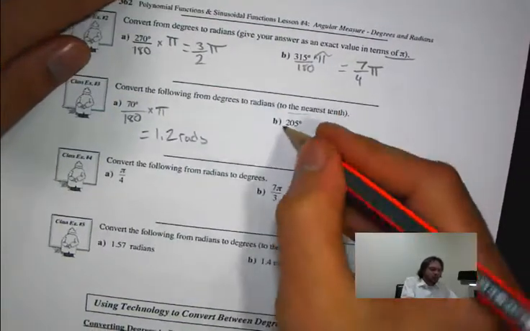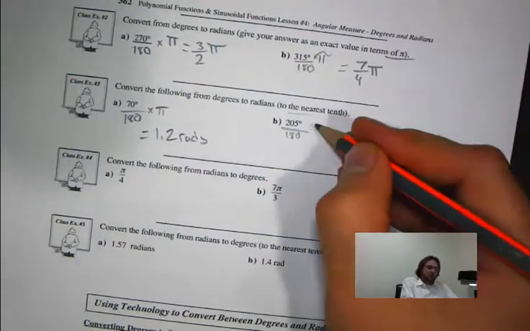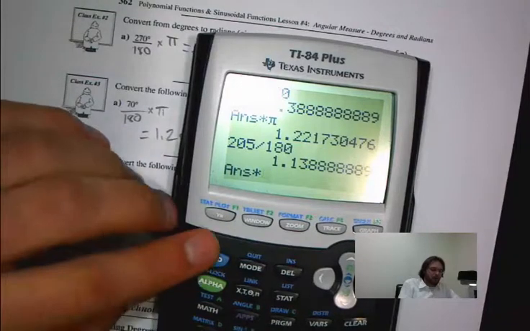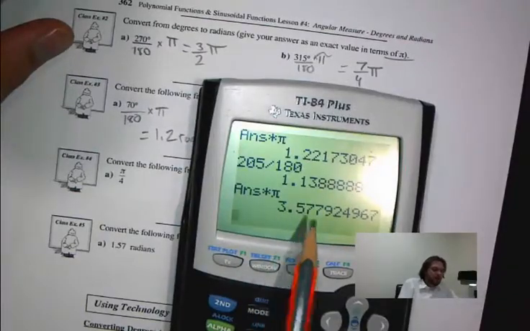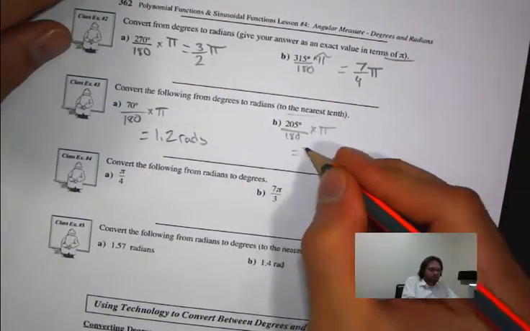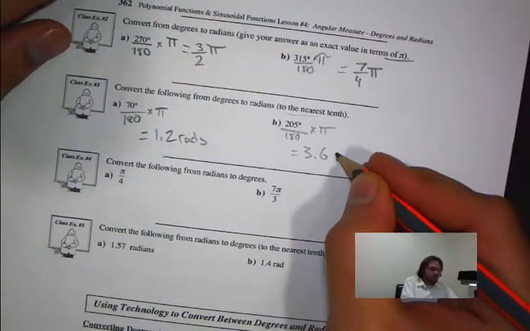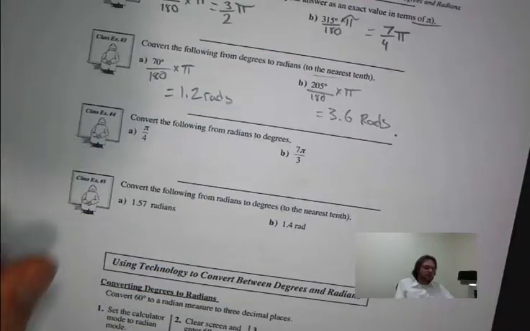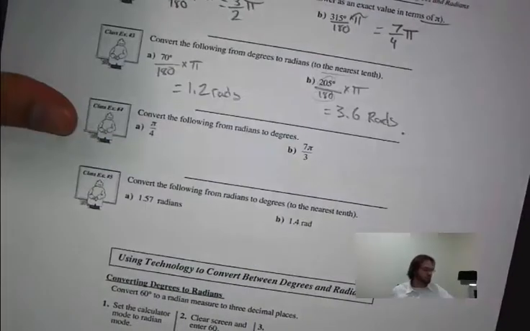Okay, let's try the next one, 205. So I divide this by 180 because it's in degrees. We want to convert it into terms of pi, which is in rads, so we multiply by pi. So let's try that out. We'll go 205 divided by 180. And then I'm going to multiply that by pi. And I'm going to get 3.6. So I get 3.6 rads. Alright, and that makes sense because it's just over half a circle, which is pi, and pi is 3.14. Makes sense.